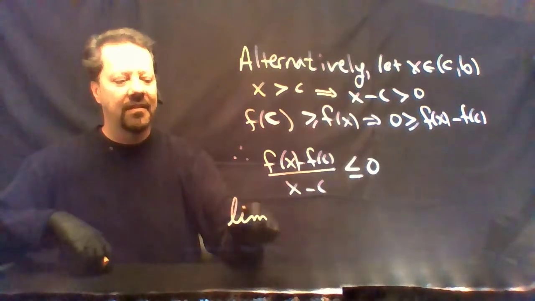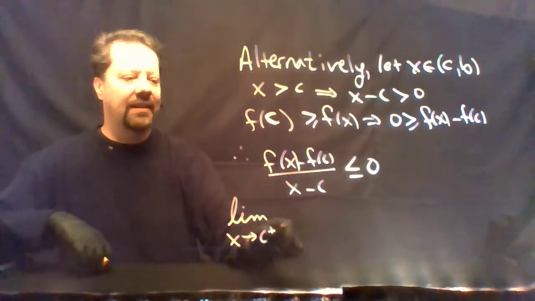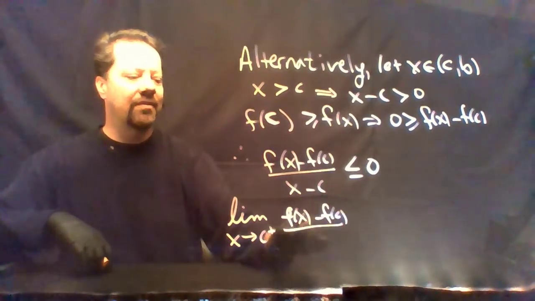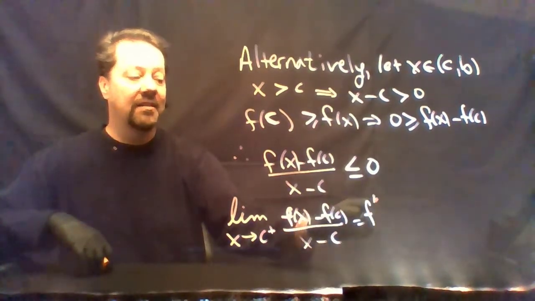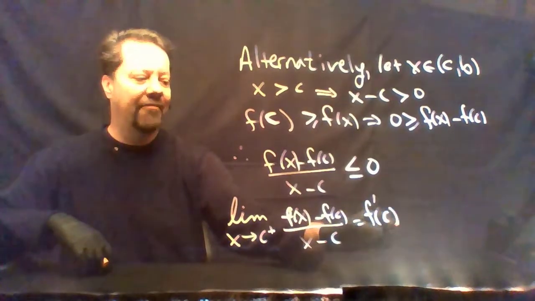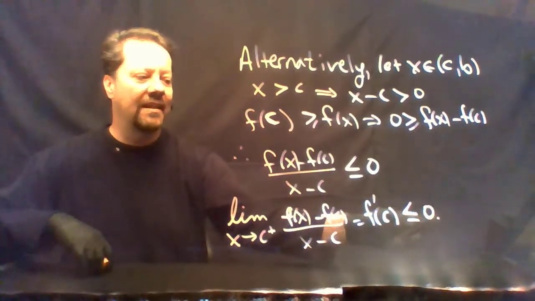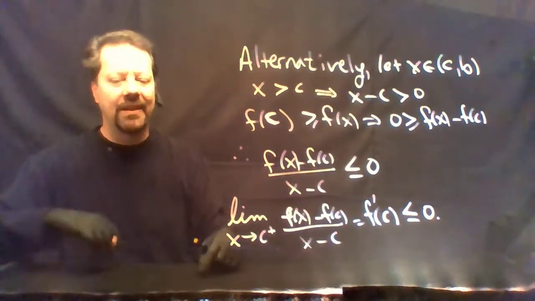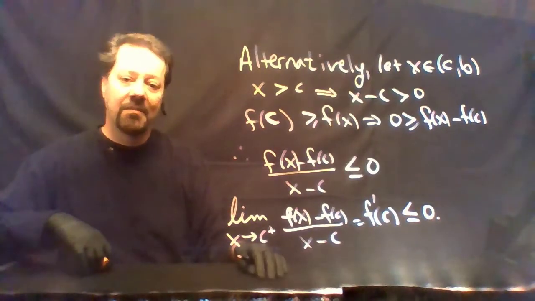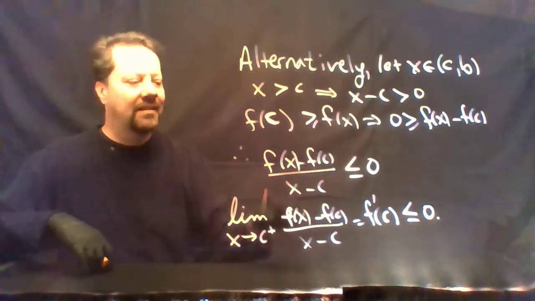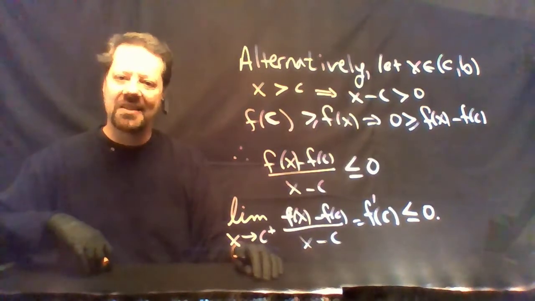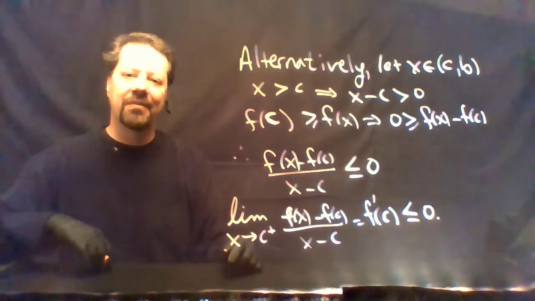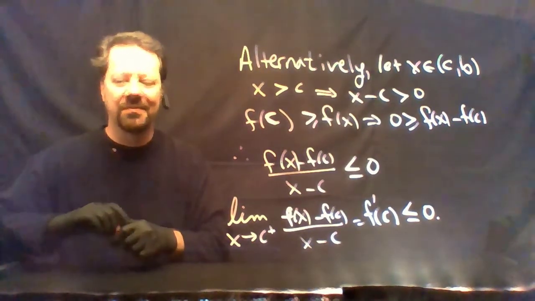Taking the limit as x goes to c from the right of f of x minus f of c over x minus c is again, because the function is differentiable, f prime of c, and that must be less than or equal to 0. Now wait a minute. When we were on the other side, we had the derivative was bigger than or equal to 0. On this side, we have the derivative is less than or equal to 0. And it has to be both. And there's only one way it can be both, and that is the derivative must be 0.